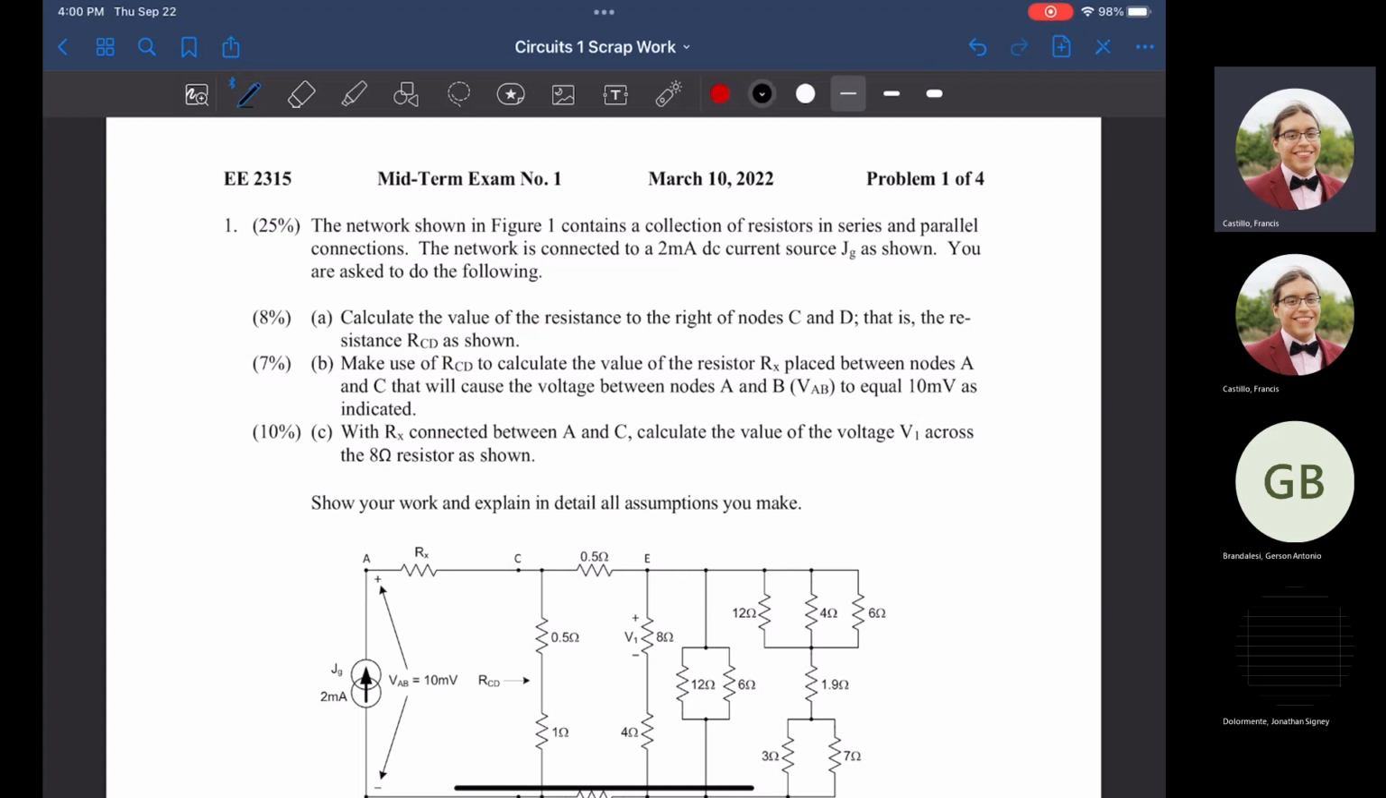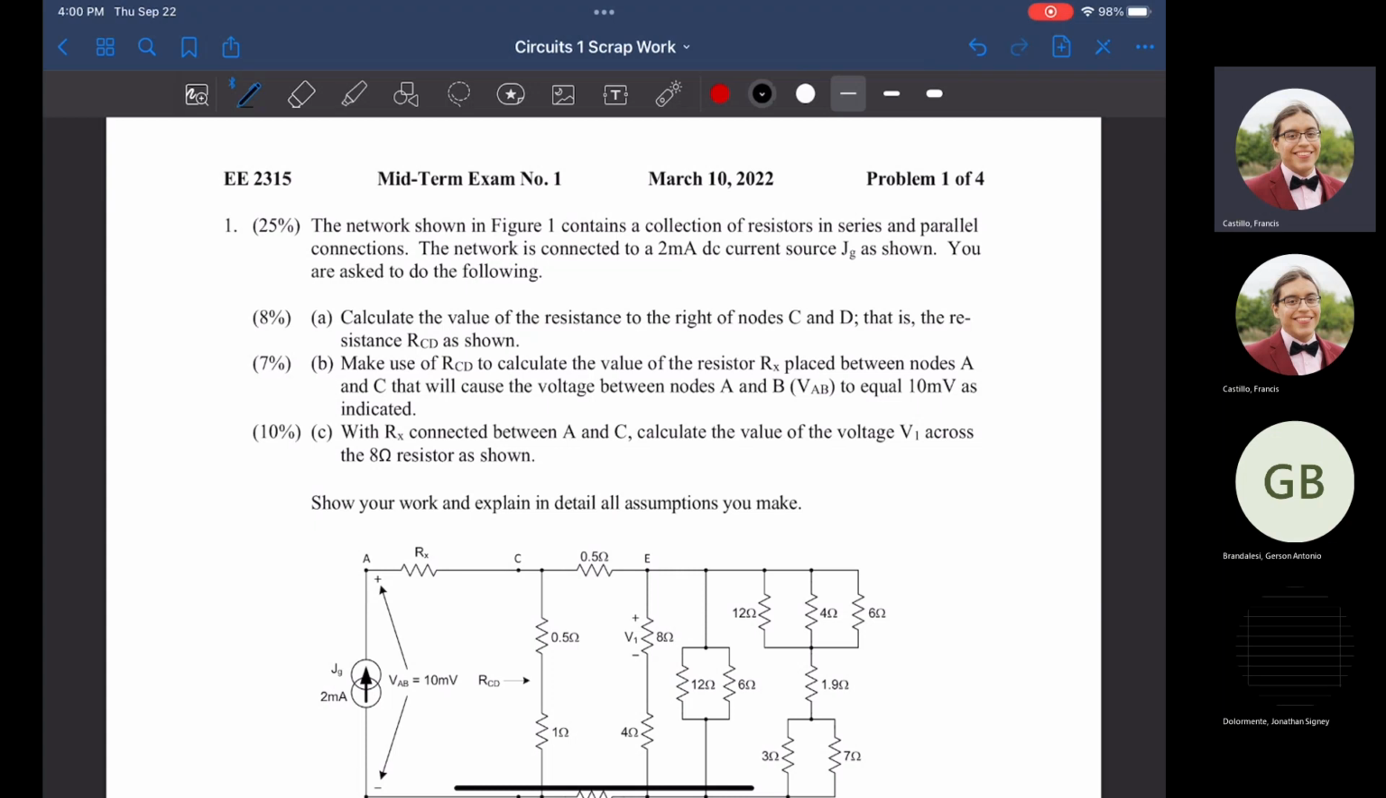Already, it is 4 o'clock, and just so that my schedule does not change, this review will be posted from 4 to 6 p.m. today on Thursday, September 22nd. This is for DE 2315, Circuits 1, Midterm 1 review.